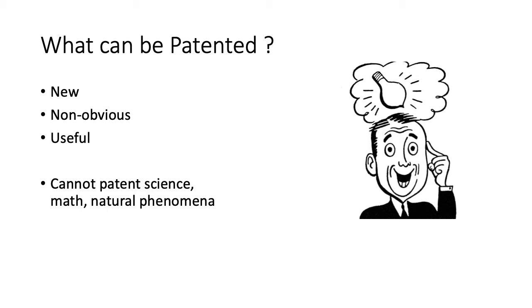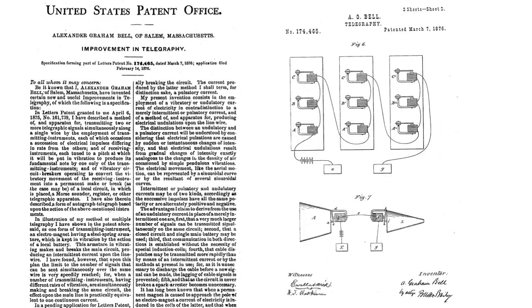Let's take a look at some examples of patents. One of the most well-known and lucrative patents is the basis of a product that you've all used. This here is the original patent written by Alexander Graham Bell for the telephone in 1876. You should look it up. It's short and simple.